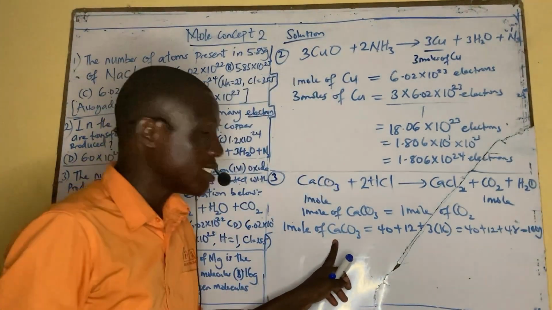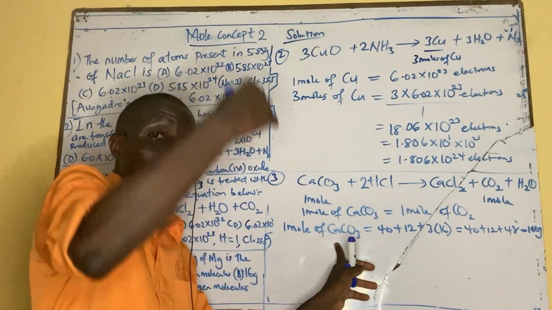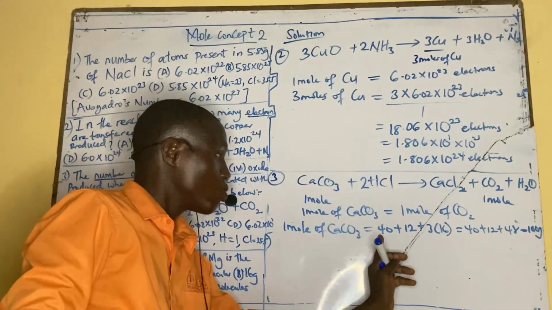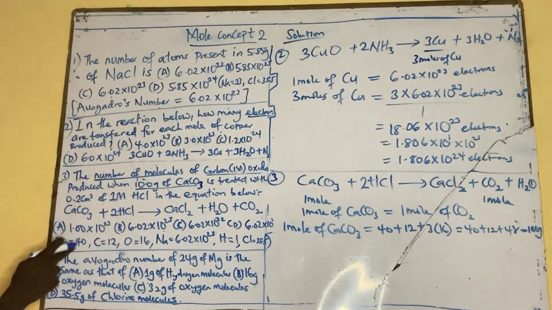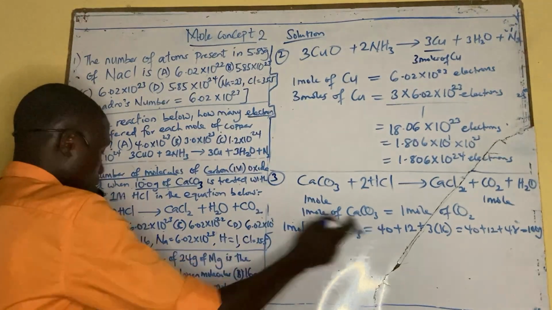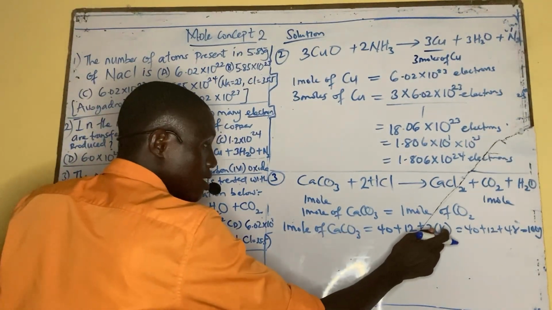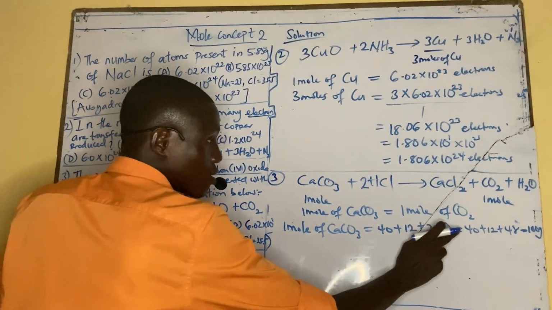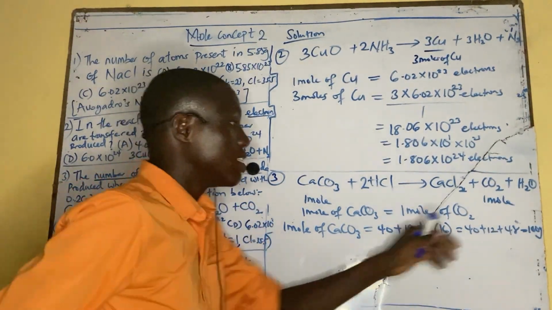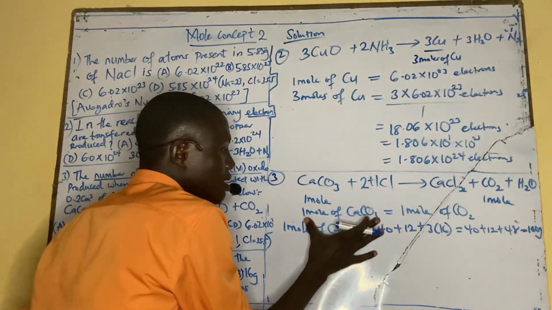To convert 1 mole of CaCO3 to gram, we have to find the molar mass. So what is the atomic mass of calcium? 40. Atomic mass of carbon is 12. Oxygen is 16, multiplied by 3. It gives us 48. So when we add it up, it gives us 100 grams.